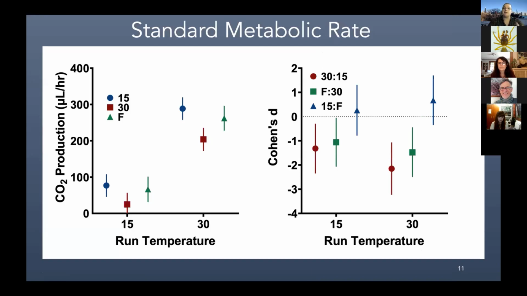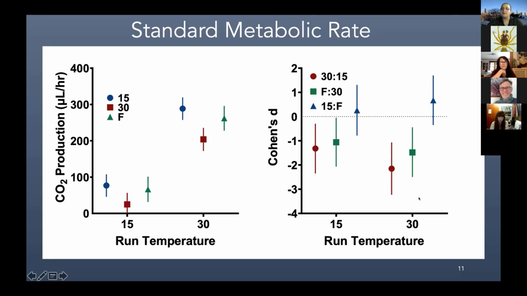So this is kind of a maybe confusing slide, so I'm going to go through this, but the other 2 slides are exactly the same. On the left over here, we have CO2 production in microliters per hour, and then we have our 2 run temperatures, and then in the blue, we have our animals that were acclimated to 15 degrees. In the red, we have our 30-degree animals, and in the green, we have our fluctuating acclimated animals.